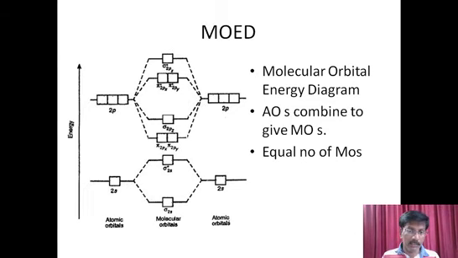The total number of electrons should be filled into the 6 orbitals accordingly, and we can find out some important features by using molecular orbital energy diagrams. What are the important things that we can understand by using molecular orbital energy diagrams?